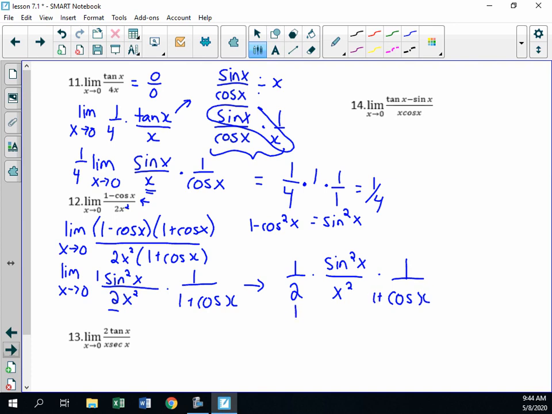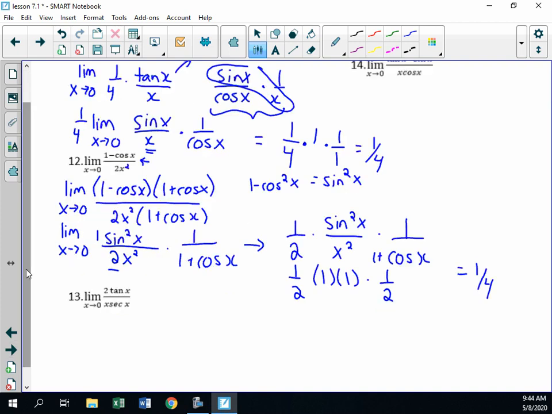So here we're going to get our 1/2. This is 1 times 1, right? Because there's 2 of those sine x's over x. And then this is going to be 1/2. So this equals 1/4. Sorry, I missed that one. That 1 x squared. I'll have to look at the worksheet to make sure yours is all correct as well. Okay, 13.